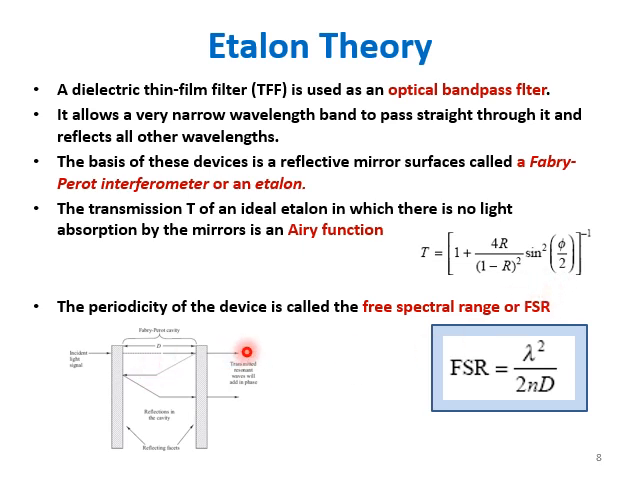The periodicity of this device is represented in terms of the free spectral range, and this free spectral range is lambda squared by 2nd. As I mentioned, d is the distance between the two reflecting mirrors, n is the refractive index, and lambda is the wavelength of the light which is passing into this particular thin film filter.